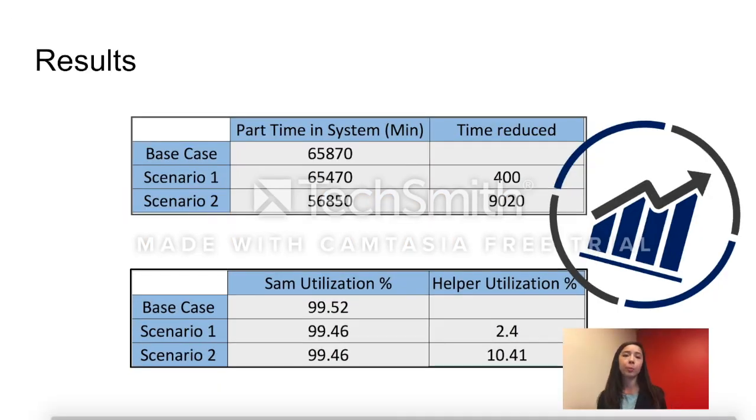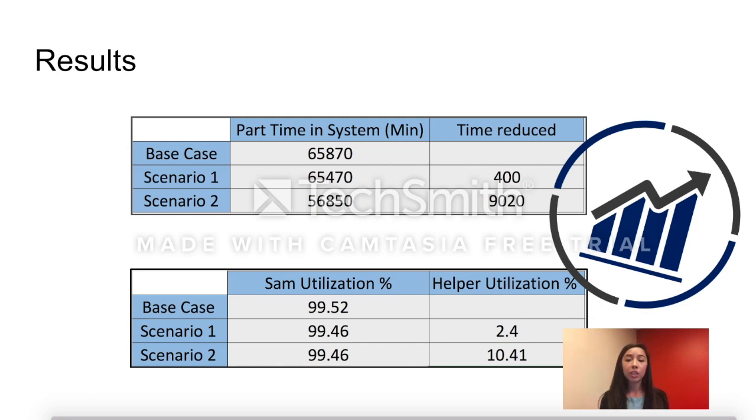Now for our results, as previously mentioned, our objective is to reduce part time in the system. For our base case, we had a total time in the system average of 65,870 minutes. For our scenario 1, where we added a helper in the rusting for tapping the holes, we were able to reduce time by 400 minutes. And then for scenario 2, where we included that helper at more servers, and we were able to take away that processing time at rusted holes by adding a special coating, our time was reduced by 9,000 minutes.